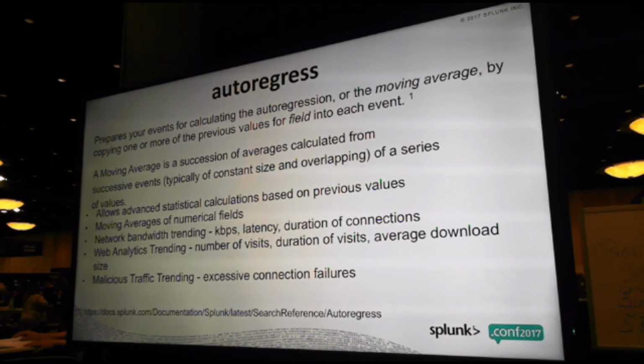Autoregress is one that prepares your events for calculating autoregression or moving averages by copying the fields from one to another. It's basically just takes in the order that it finds them, whatever value preceded it, drops it into the next event. It allows advanced statistical calculations based on previous values, network bandwidth trending, malicious traffic trending, all sorts of trending and security use cases.